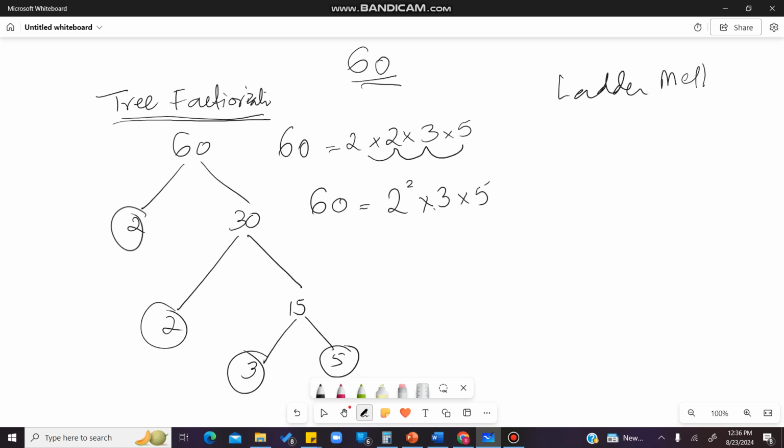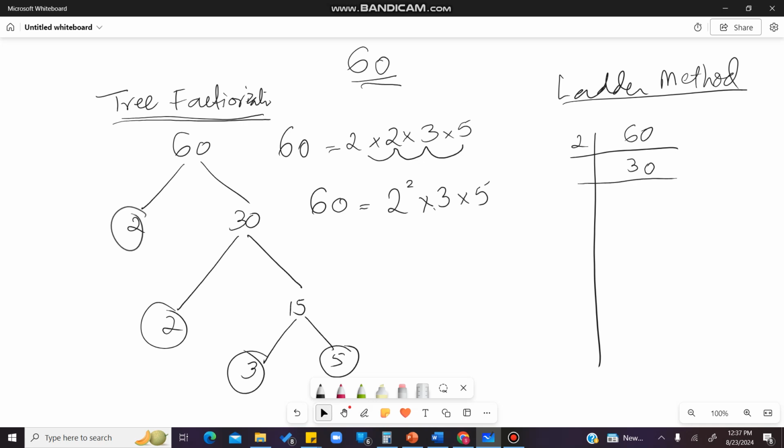Ladder method. Here we are going to draw a ladder-like structure like this. Put the number on the top rung. So now let's divide our number by all possible prime factors, starting with the smallest prime factor. So the smallest prime factor that can factorize 60 is number 2. So 60 divided by 2 will give us 30, and we put 30 in the second rung.